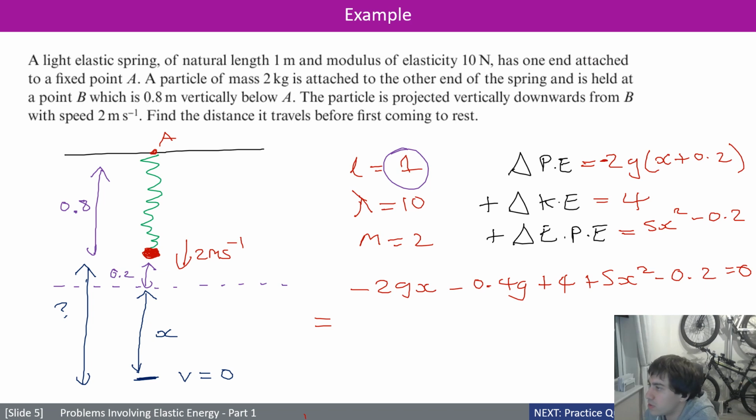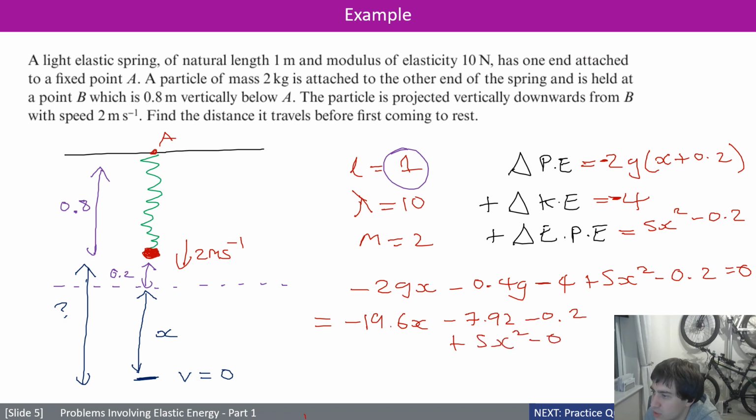And oh, I've just spotted a mistake. Well done if you caught it before I said so. That kinetic energy is negative, remember, the change. So this one here is also minus. Okay, so minus 19.6x minus 0.4g gives us minus 3.92 minus 4. So in fact, let's change that to a minus 7.92. Minus 0.2 plus 5x squared equals 0.